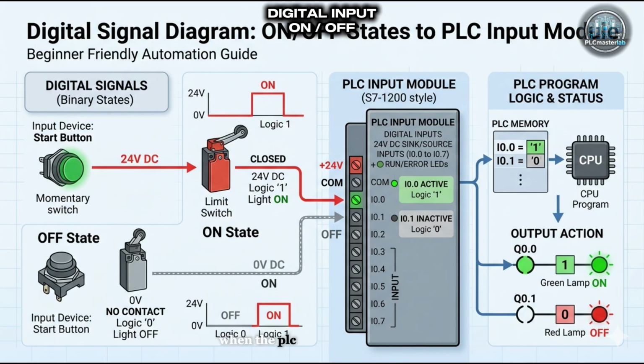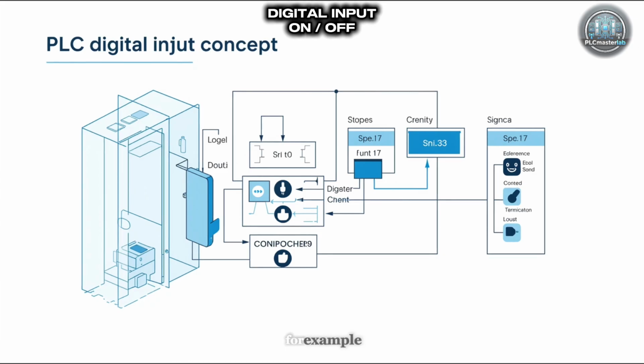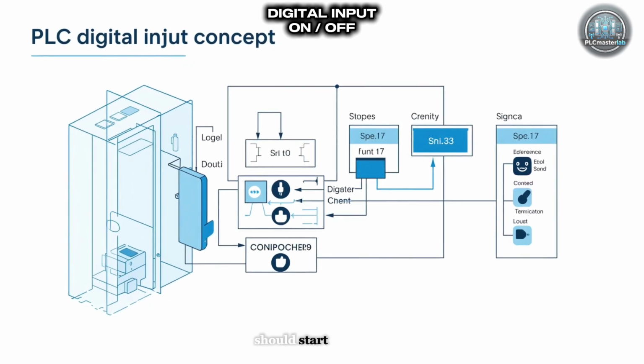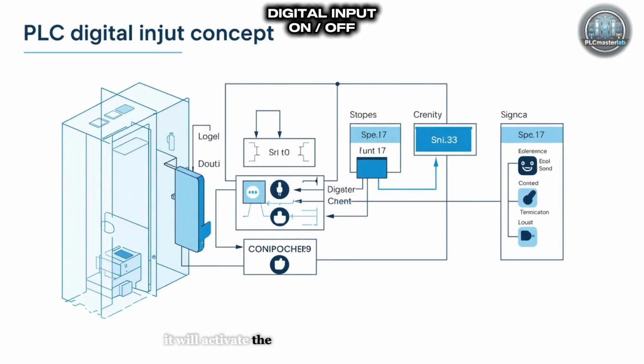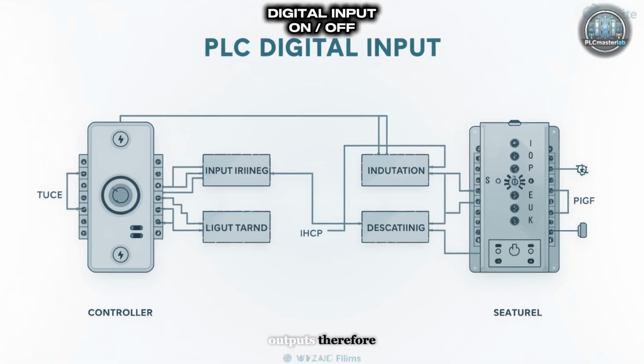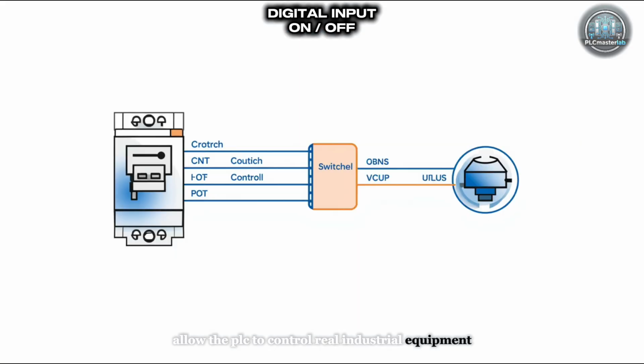When the PLC program determines that a certain condition is true, it activates the corresponding output channel. This causes the connected device to perform its action. For example, if the PLC program determines that a machine should start operating, it will activate the motor output to begin the process. Outputs therefore allow the PLC to control real industrial equipment and automate the operation of machines.